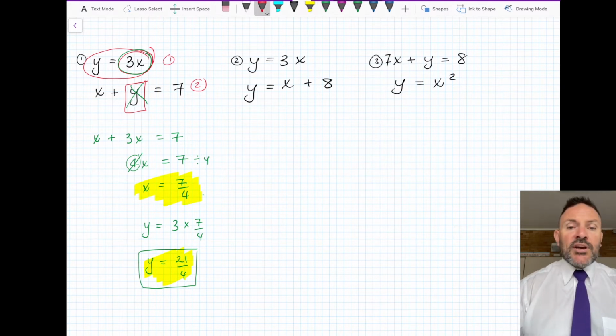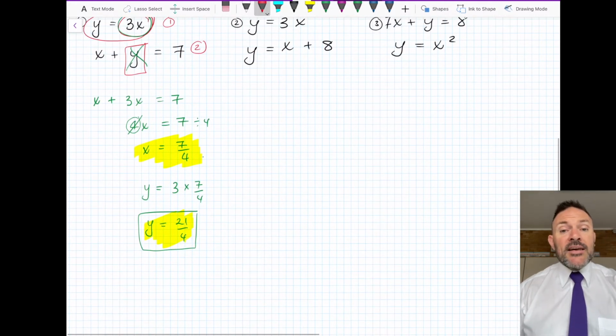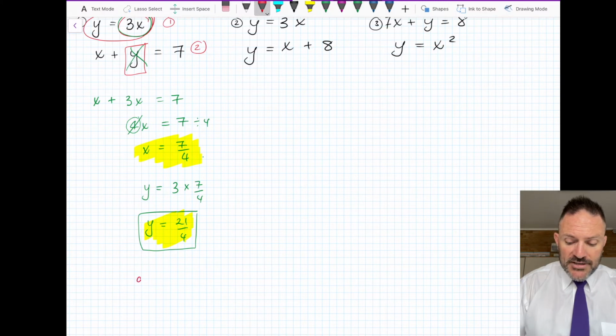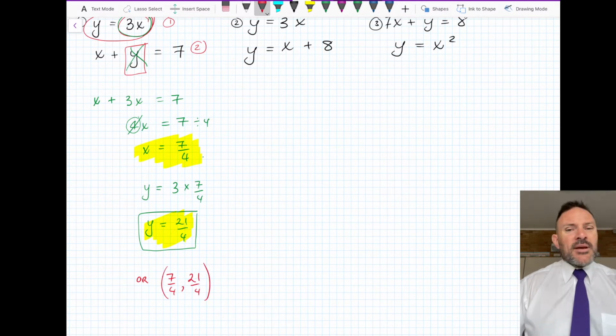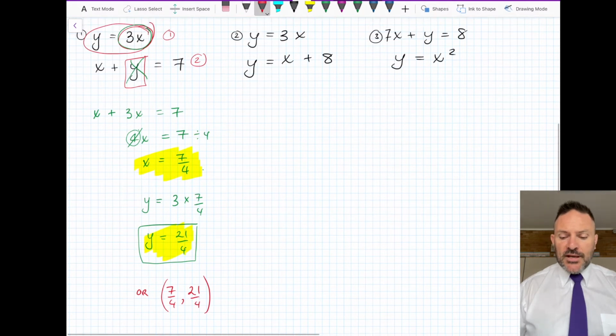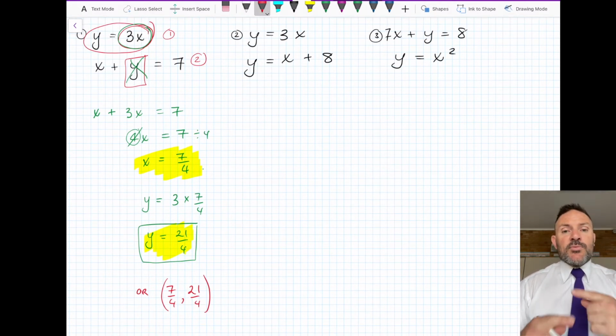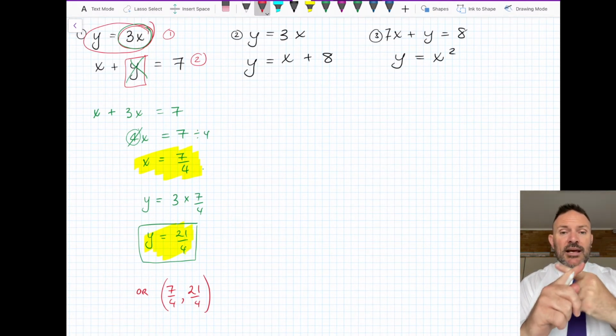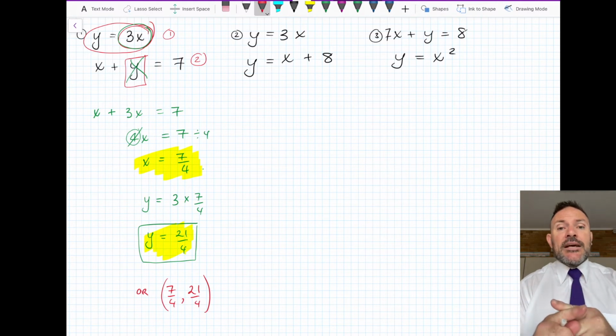Of course, we can also write this in the form of a coordinate. So for example, we could write it as 7 over 4, comma 21 over 4, or mixed numbers, decimal places, whatever you want to have. But that would be my solution. Okay, and of course, because these are actually two equations, we can say that it's the same as finding the point of intersection, which is the common x and y value there.